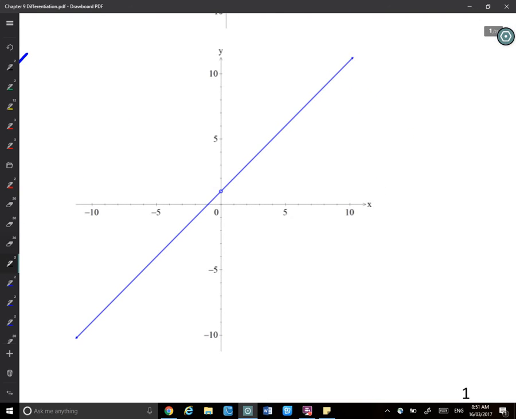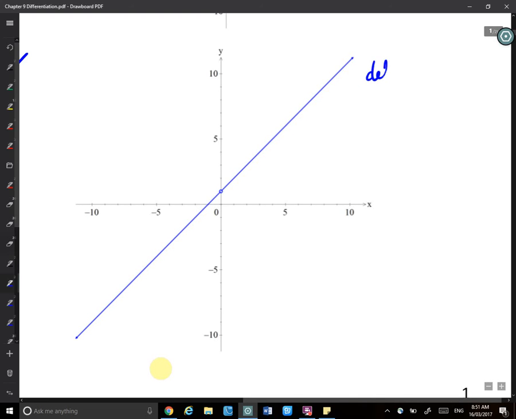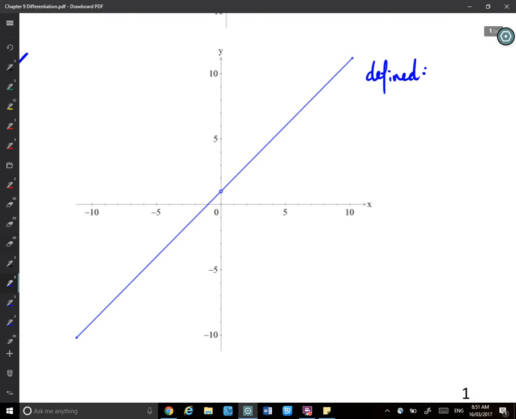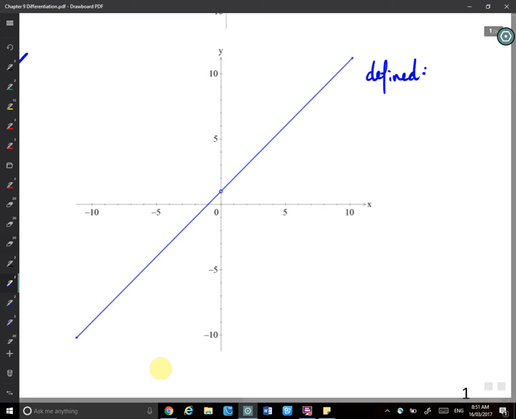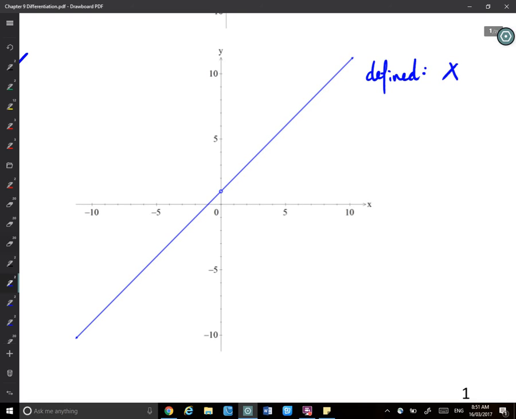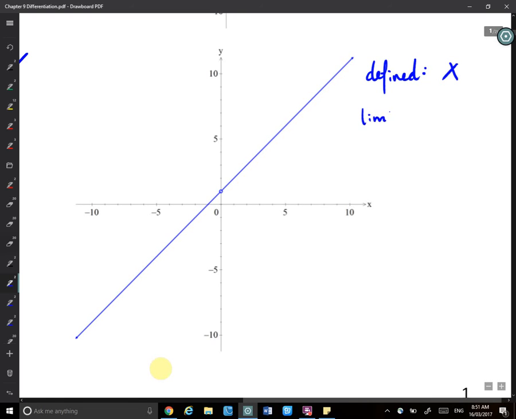Okay, let's have a look at this diagram. Do you think it's defined for this one at x equals to 0? Can you see an open circle there at x equals to 0? It's not defined at x equals to 0. But let's think about whether the limit exists or not.